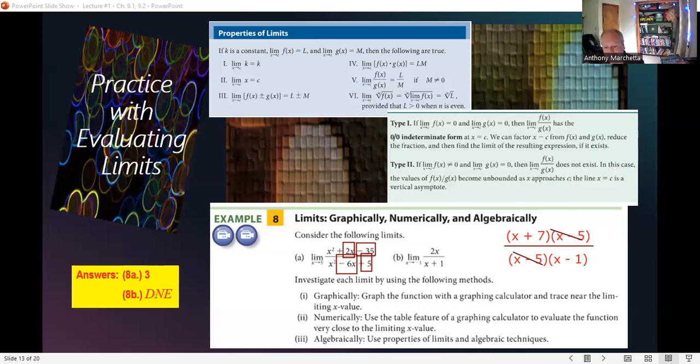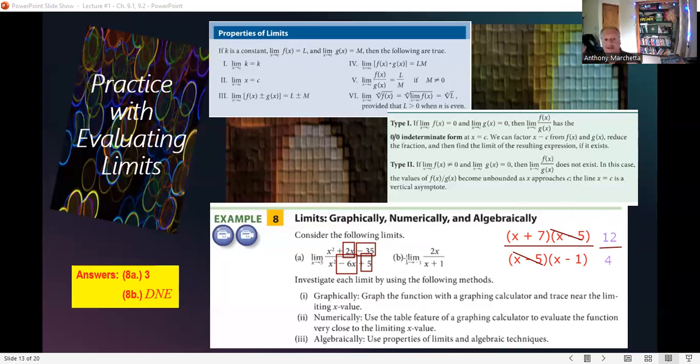And when they knock out, you could now rewrite the fraction with them gone. And if you plug 3 in there, 5 plus 7 makes 12. And then a 5 minus 1 makes 4. And then when you divide them, what do you get? 3. What's the answer? 3, right?